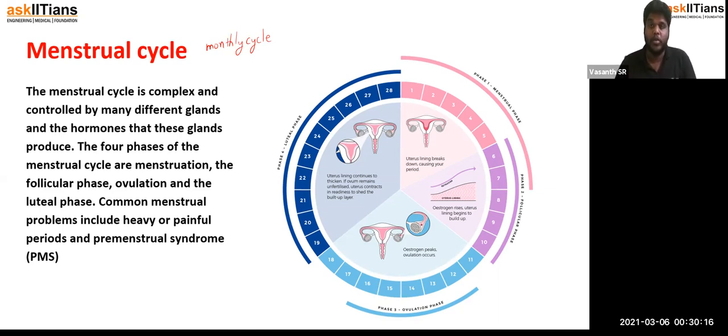In the process of reproduction, a female goes through a lot of processes. One is ovulation. The next one is fertilization. After fertilization, it will be implantation. After implantation, it will be pregnancy. After pregnancy, it is parturition. And after parturition, it will be nourishment.